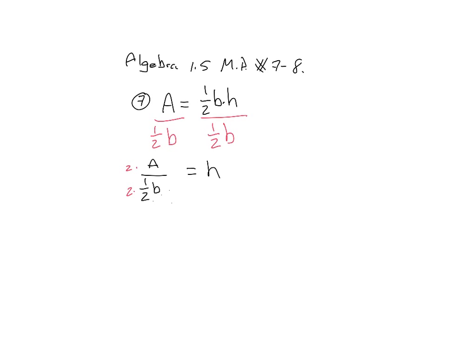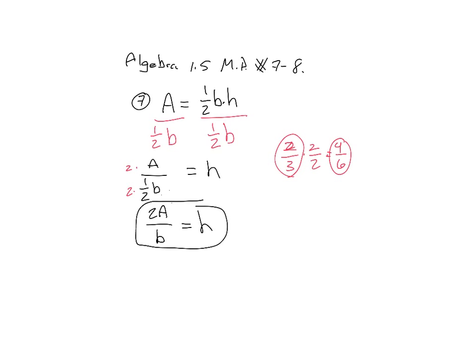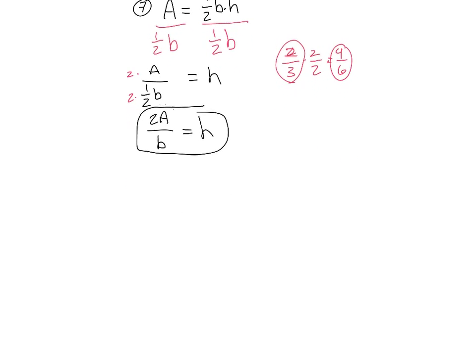A brief explanation here. Say I had, for example, 2/3, and I multiplied it by 2 over 2. That would give me 4/6, which is the same as 2/3, same fraction, just unreduced. Okay, so that's going to leave us with 2a over b equals h. And we're done. Next problem.